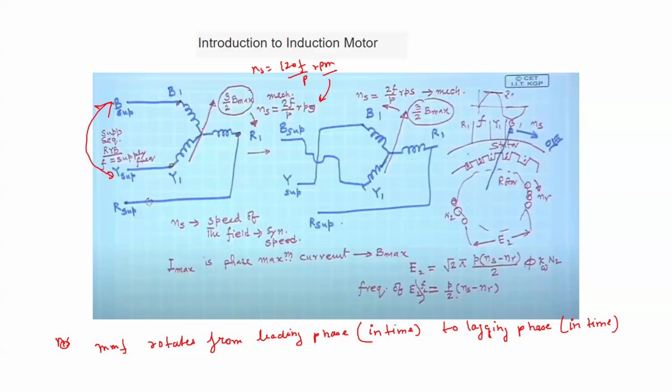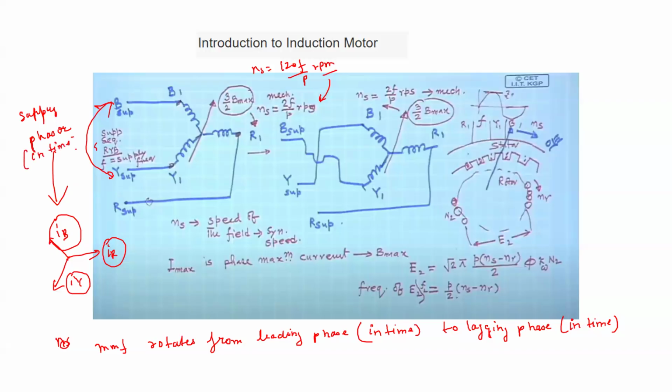So we know what the leading phase is. First we have IR, IY, IB. Remember, when I denote IR, IY, IB, I am talking about the supply phase sequence, the supply phasor. We know that the distributed winding phasor is also like this, but I am talking about the supply phasor. The supply phasor varies in time, and the winding is distributed in space.